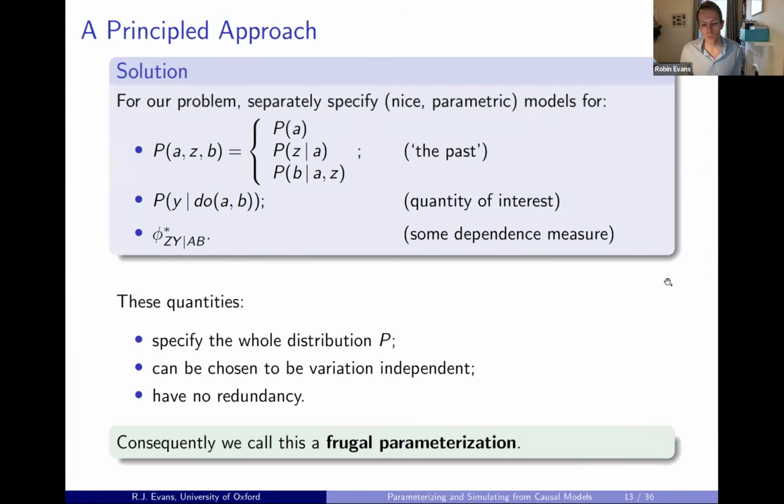Because of this, we refer to it as a frugal parameterization. It gives us exactly what we want, i.e. the quantity of interest is parameterized, and then the rest of the model is specified only as much as it needs to be.